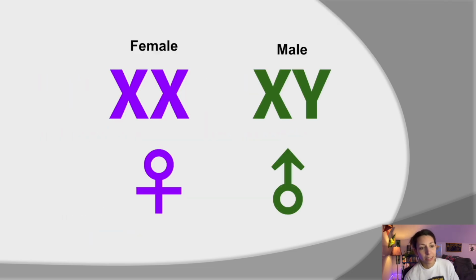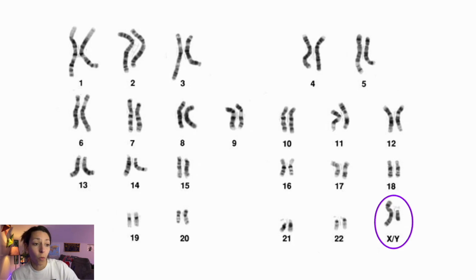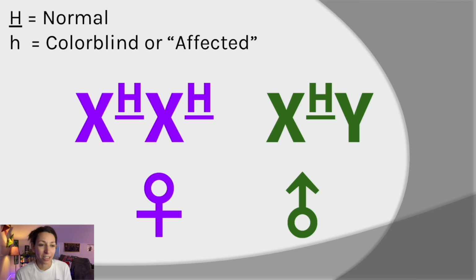All right, so let's just take a look really quick. Remember, females have the XX chromosome pair and males have an X and a Y. If we look at a human karyotype, so 1 through 22, these are all the autosomes or the non-sex chromosomes that humans have, and then the 2 sex chromosomes are either XX or XY, and so this is a karyotype of a human male. So let's take a look at the inheritance for color blindness.